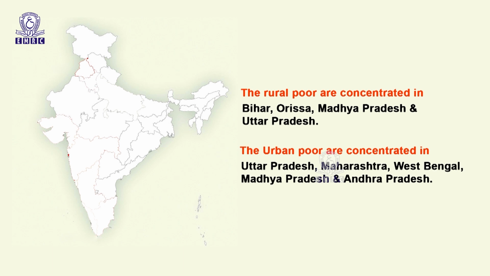Turning to major areas of social development, the analysis of poverty and unemployment shows that they are concentrated both geographically and in terms of social categories. The rural poor are being concentrated in Bihar, Orissa, Madhya Pradesh and Uttar Pradesh, and the urban poor are concentrated in Uttar Pradesh, Maharashtra, West Bengal, Madhya Pradesh and Andhra Pradesh. Similarly, poverty is being concentrated among agricultural labourers, scheduled caste and scheduled tribes.